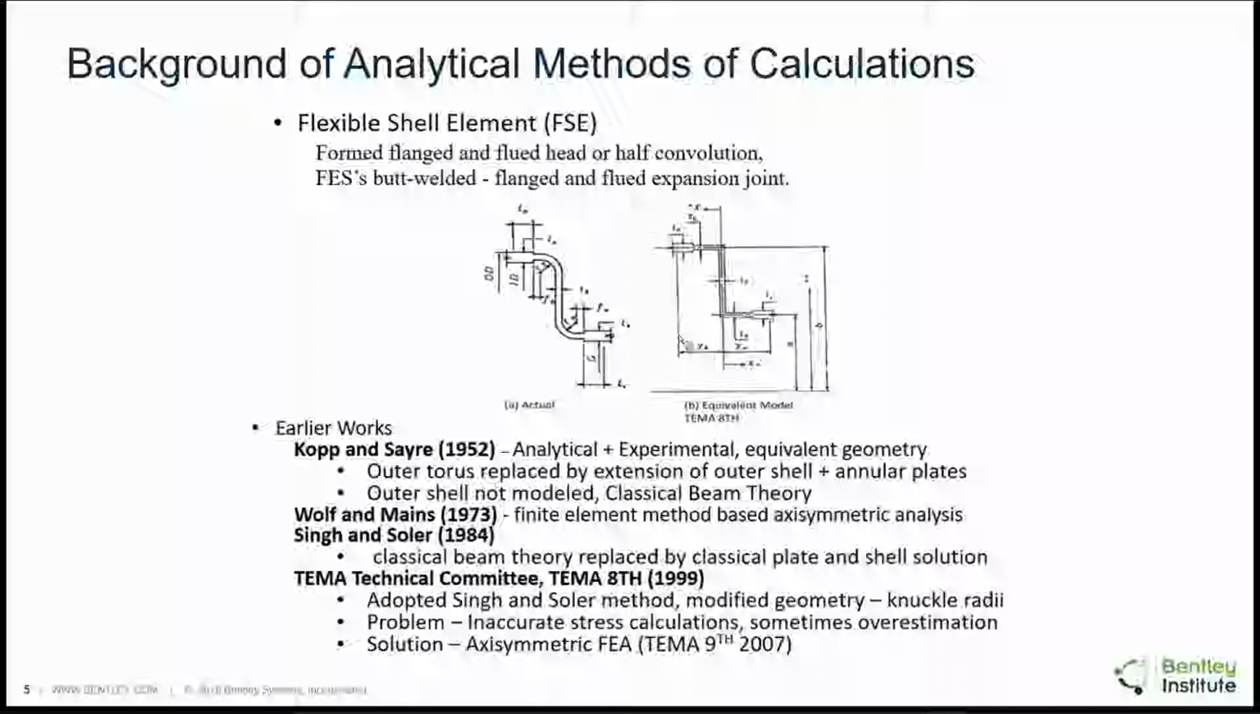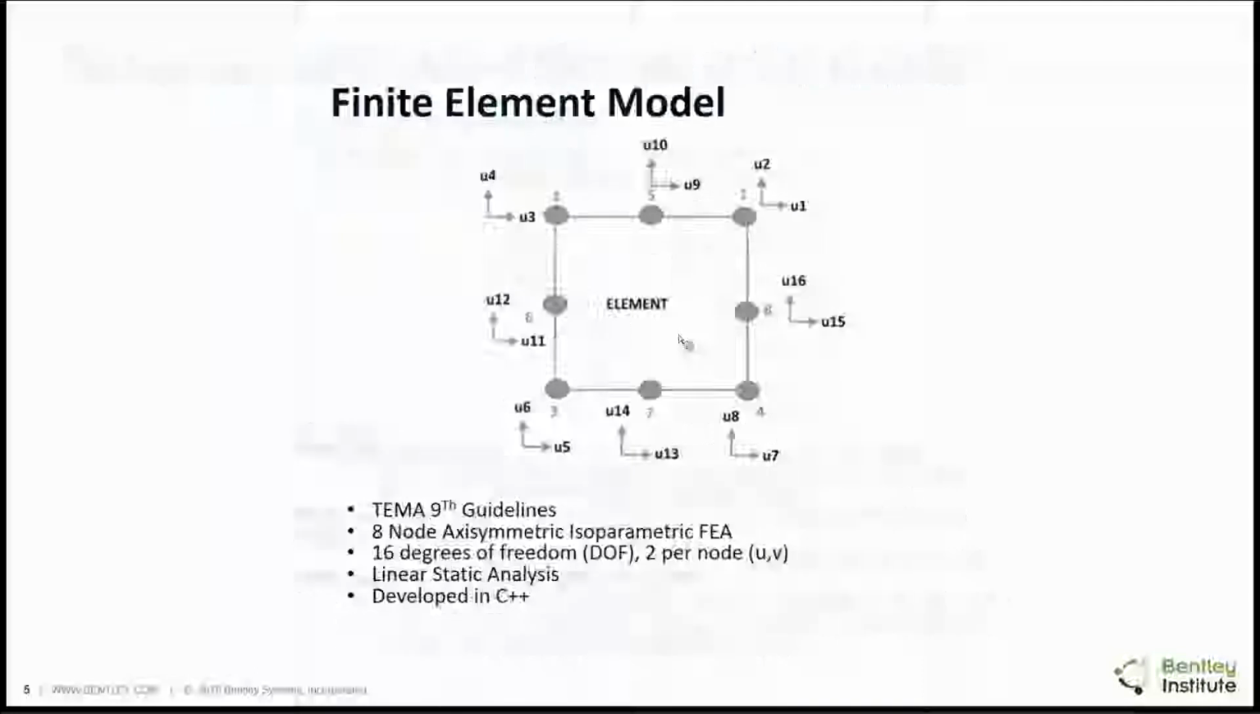So what was the problem with the TEMA 8th? Basically, you will find, which will be one of the areas that we'll talk about, is it sometimes calculates inaccurate stresses. Sometimes it overestimates or underestimates, and also the stiffness values deviate if it's not close to the idealized condition. So the solution was found to be using finite element to take into consideration the complex geometry. And TEMA 9th in their 2007 edition proposed the axisymmetric FEA method. So that is what has been implemented currently in AutoPIPE Vessel software.